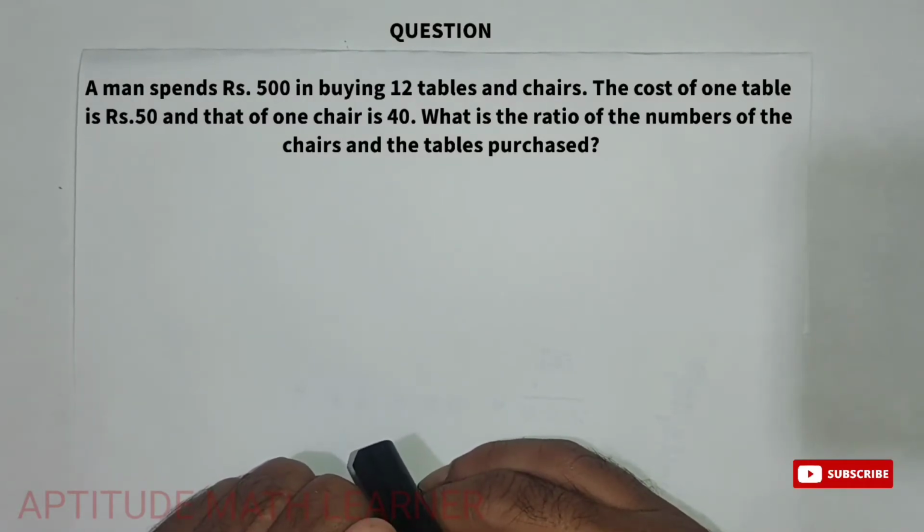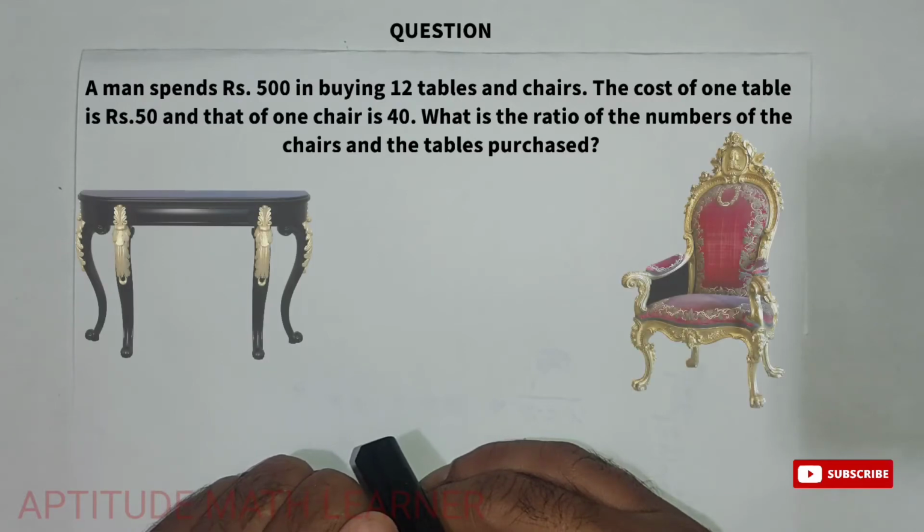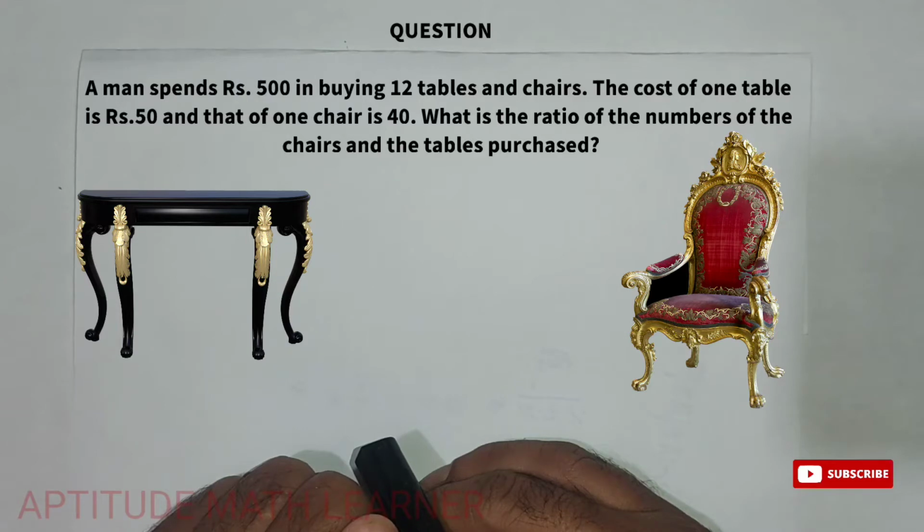Guys, today we have a question related to ratios. The question says that a man spent rupees 500 in buying 12 tables and chairs. The cost of one table is rupees 50 and that of one chair is rupees 40. What is the ratio of the number of chairs and tables purchased?